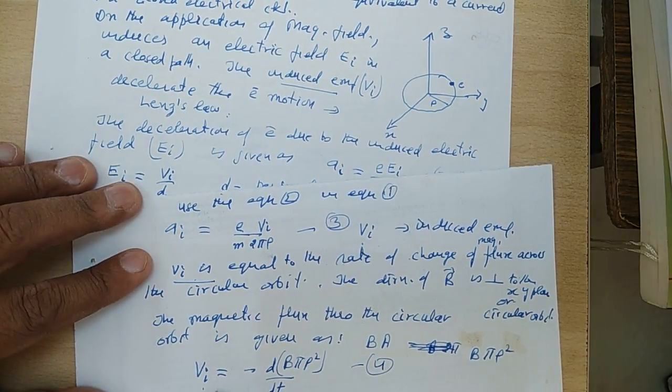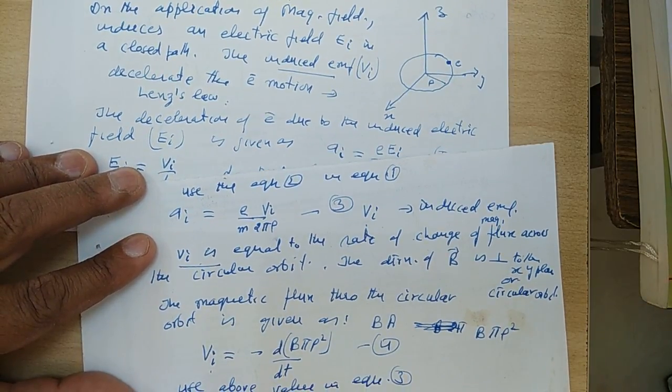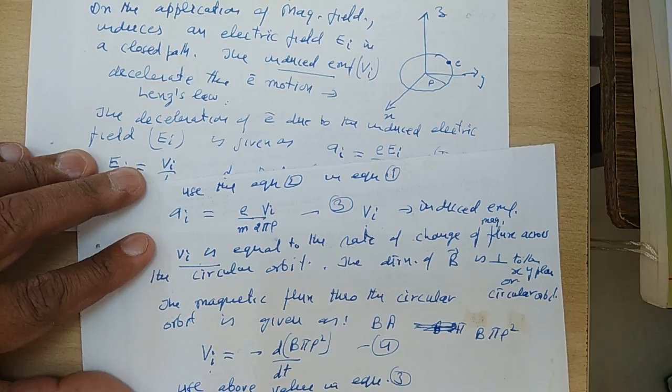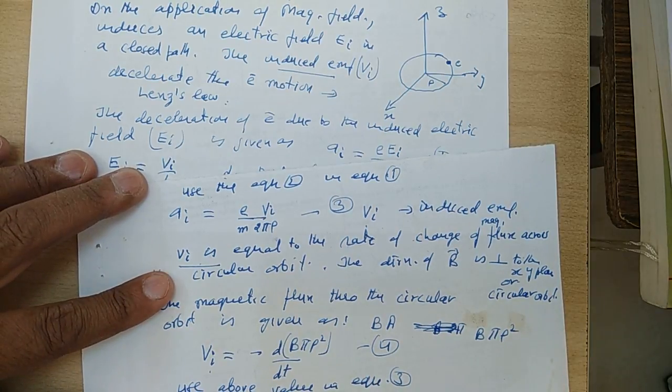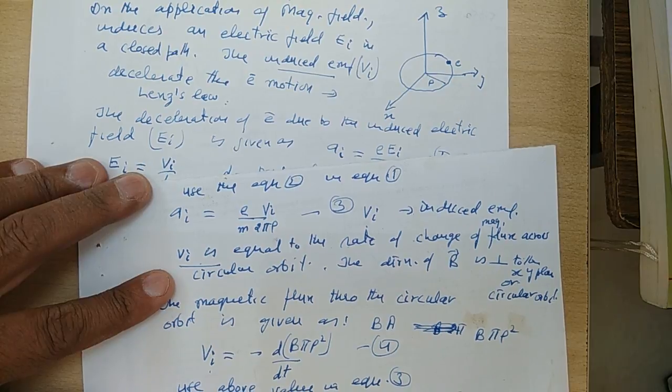So use the above value in equation 3. So I will get here acceleration, or rather deceleration, is equal to E by m times 2 pi rho into minus dB by dt, and I will keep pi rho square out. So this value comes out to be equal to minus E rho by 2m into dB by dt.